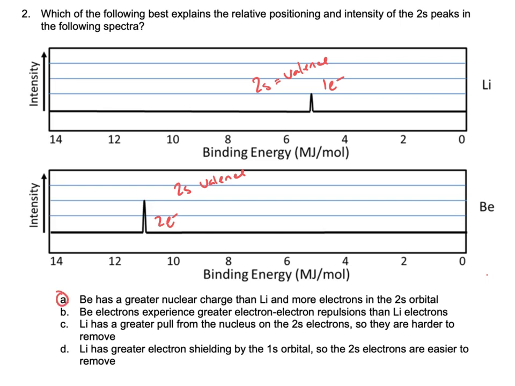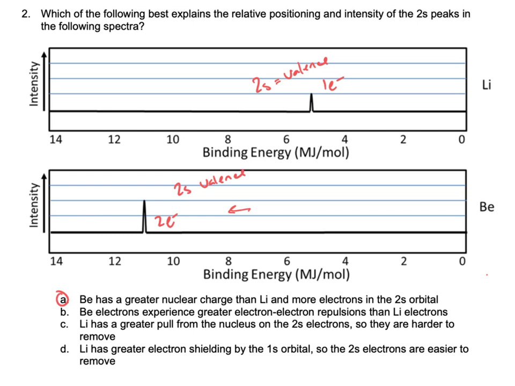Beryllium has a greater nuclear charge than lithium and has more electrons in the 2s orbital. And as a result, the 2s peak should shift further to the left or higher in energy compared to lithium, which only has 1 electron in the 2s orbital and only 3 protons in the nucleus compared to beryllium with 4. Now looking at all the other options, we can determine why they're incorrect.